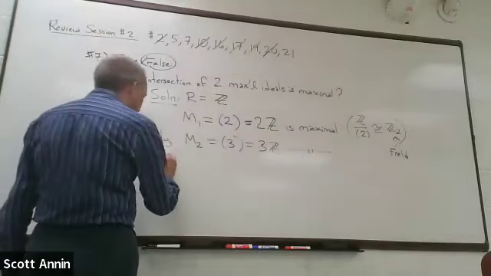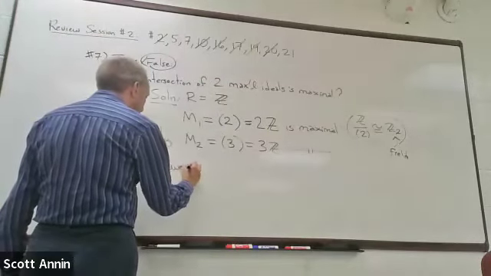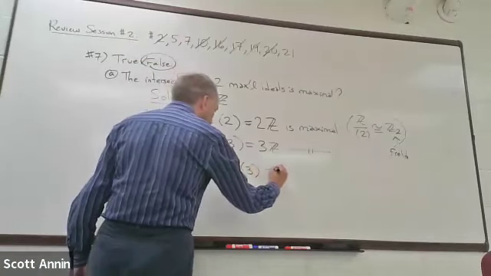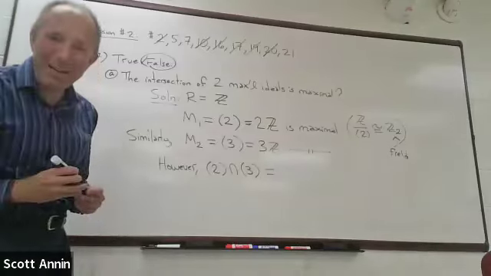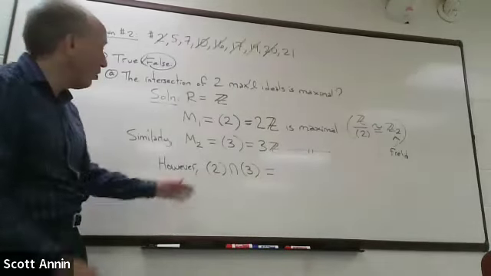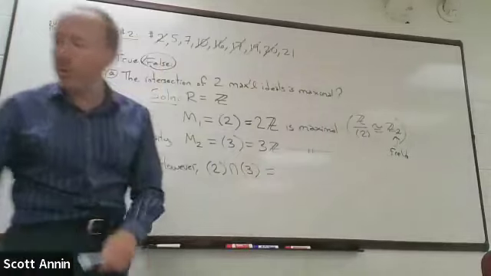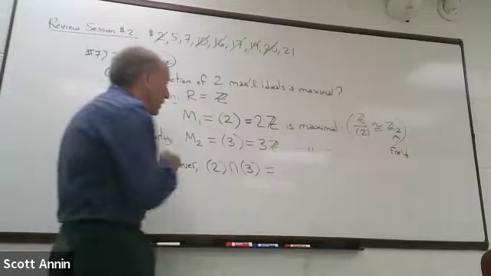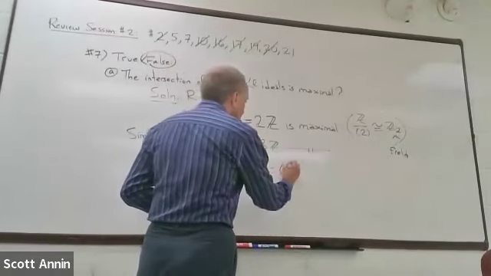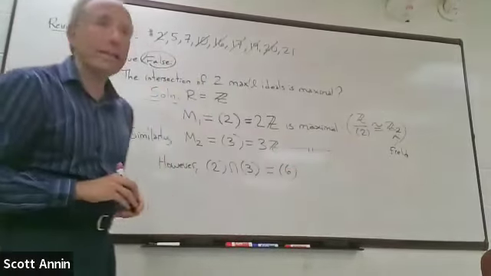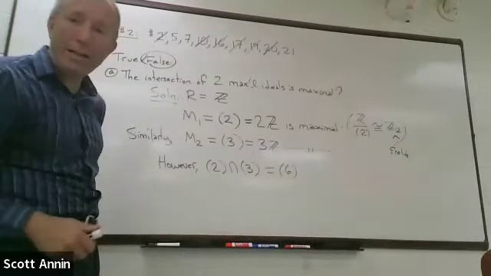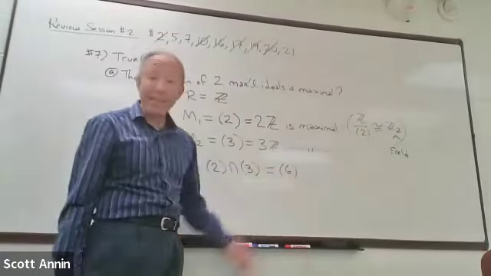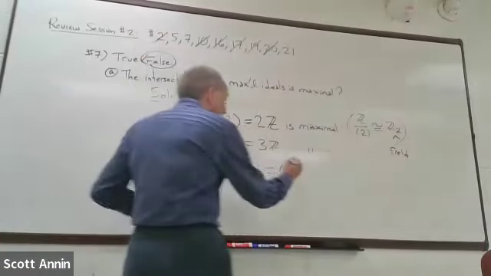But if I now intersect them, if I take the principal ideal generated by 2 and I intersect it with the principal ideal generated by 3, now what I'm doing is I'm taking all multiples of 2 that are also multiples of 3, and I'm intersecting them. And I get actually the multiples of 6. That's the principal ideal. We know it has to be principal. And the generator for it is 6, as it turns out. And this one is not maximal.